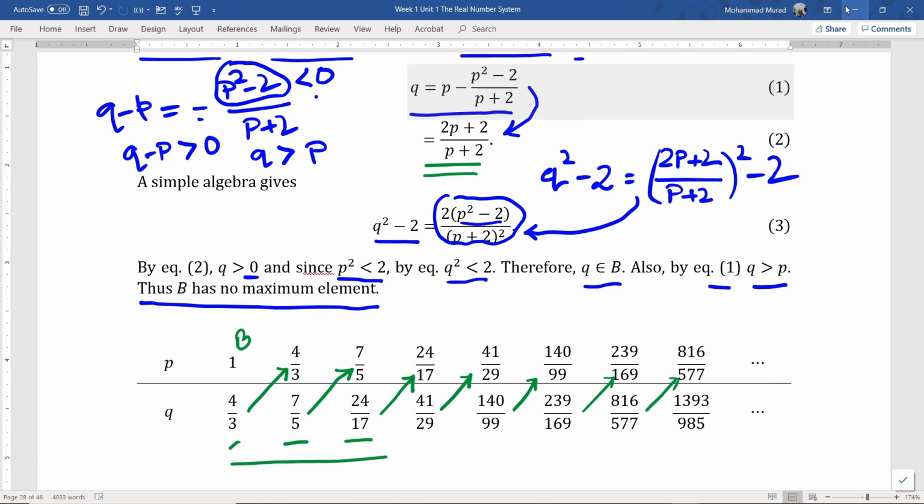These numbers are called the rational approximations of the square root of 2. So no rational squares to 2, but these rational numbers are getting closer and closer to a number called the square root of 2.